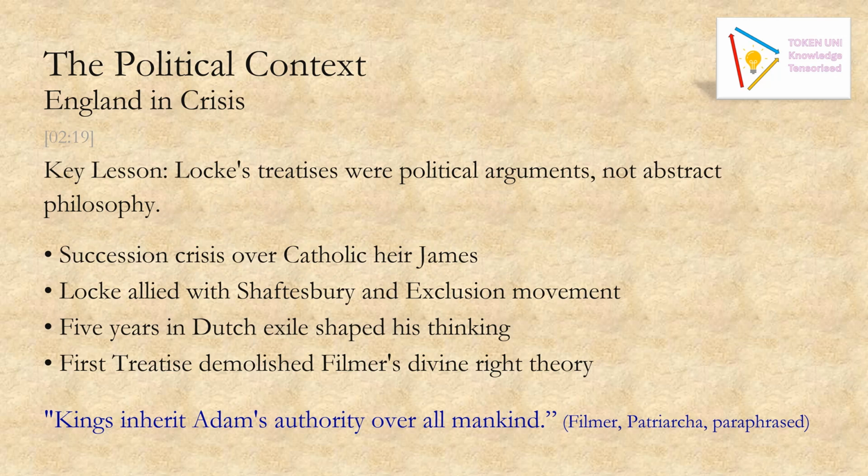The context. England in the 1680s was in crisis. Charles II had no legitimate heir. His brother James, next in line, was openly Catholic in a Protestant nation. The question of succession split the political nation into factions, those who would accept James, those who would exclude him, and those willing to use almost any means to prevent a Catholic monarchy.